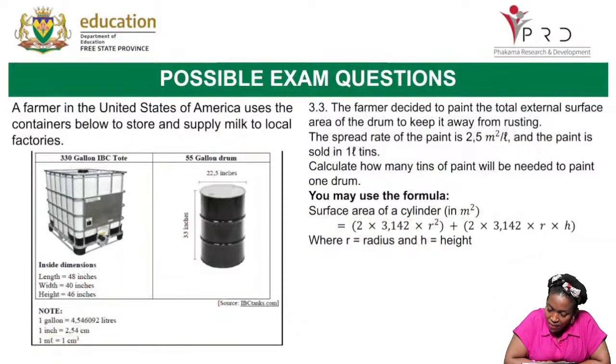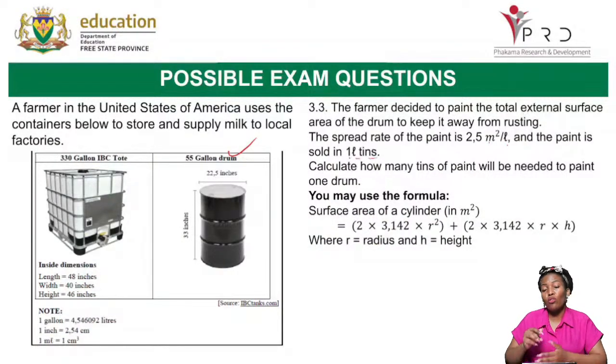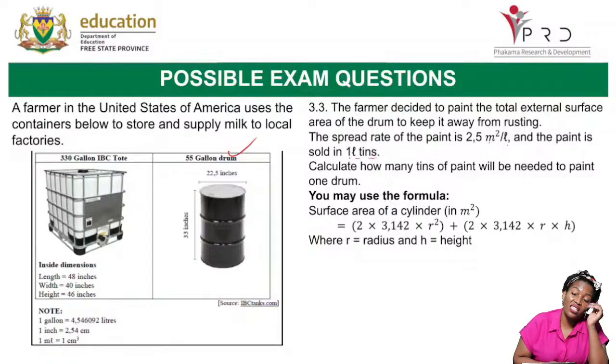3.3. The farmer decided to paint the total external surface area of the drum, this is the drum, to keep it from rusting. The spread rate of the paint is 2.5 square meters per liter. And the paint is sold in 1 liter tins. So when you go and buy the paint, it is only sold in 1 liter tins. So if we calculated 2.3 liters, you can't go to the shop and say, hey guys, I want 2.3 liters. No, it is sold in 1 liter tins.